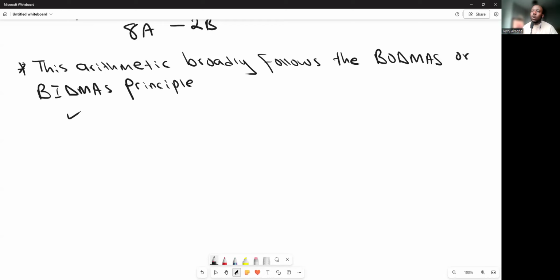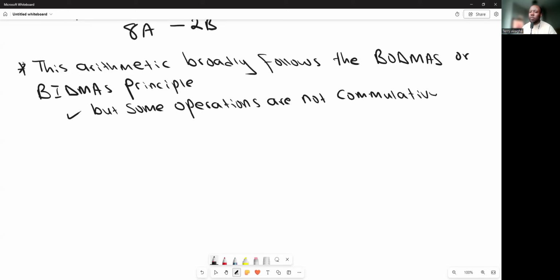But one thing I want you to know is that some of the operations are not commutative, so you have to be very careful when interpreting it.